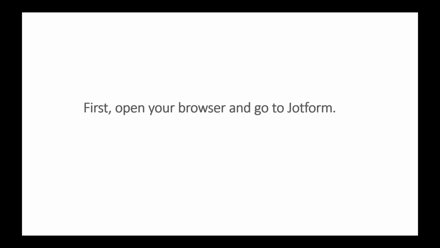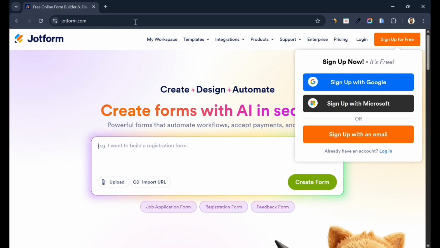Step 1. Create a JotForm account. To create a JotForm account, you have to open your browser and go to JotForm. You can also use the JotForm homepage link given in the description box below. In the home page, you can sign up for JotForm either by using a Google account or by using your email address. Here, I am using my Google account to sign up for JotForm.